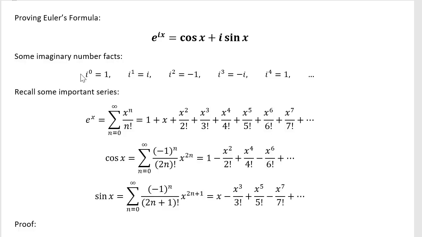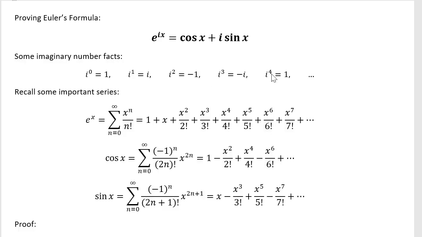We need some facts about the imaginary number i. i to the 0 is 1, just like anything to the 0 is 1. i to the first power is i. i to the second power is negative 1. That's actually the definition of the imaginary number. And then the square root of negative 1 is equal to i. We have i to the third, that's i squared times i, so that's negative 1 times i, it's negative i.